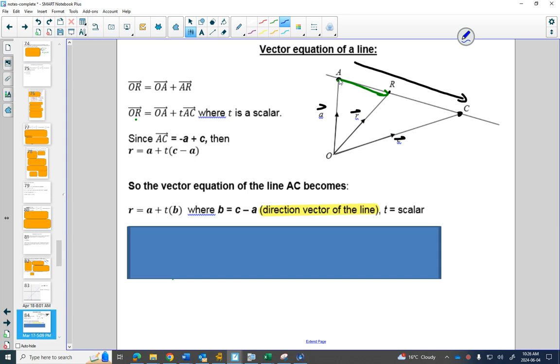The vector R will always be, you could go to any point first, and then go some proportion of the direction of your line. And we call that direction vector B.